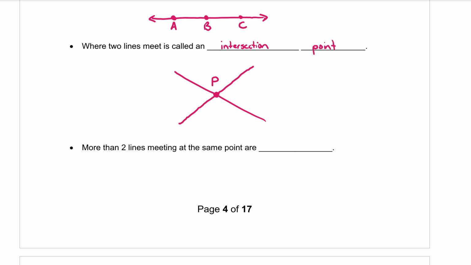Next one, more than 2 lines meeting at the same point are concurrent. Okay, so that's just a special name meaning more than 2 lines that are meeting at the same point of intersection. So we have, like our last diagram, that would be just 2 lines at a point of intersection. But if a third or a fourth line even goes through the same point of intersection, we call those lines concurrent.